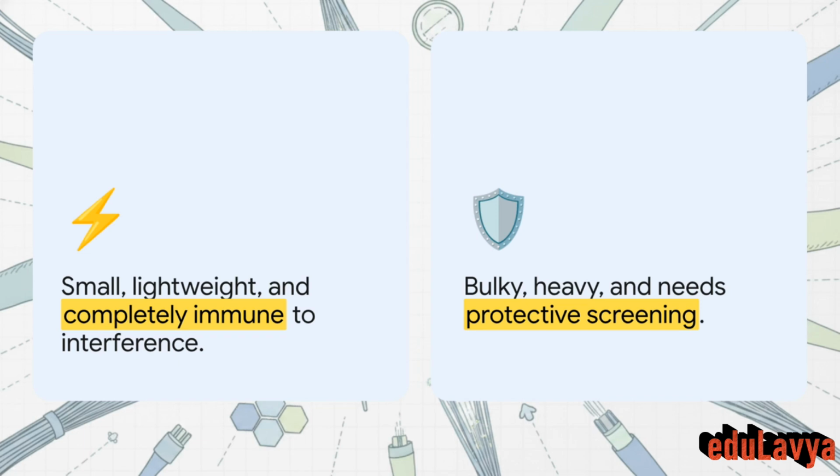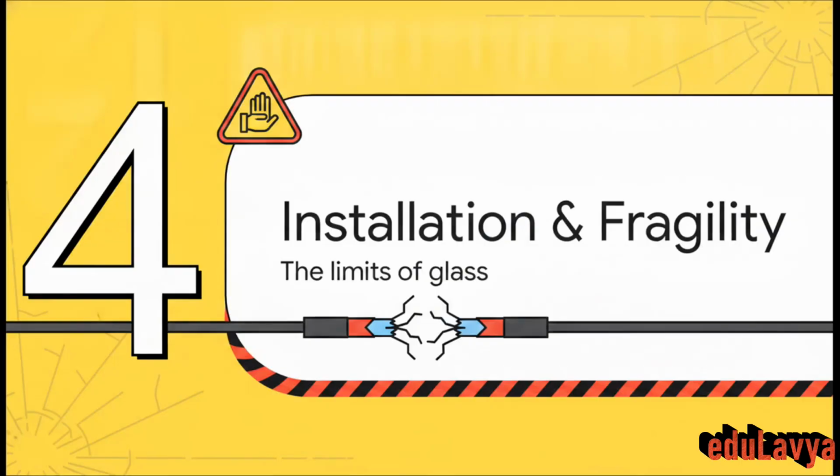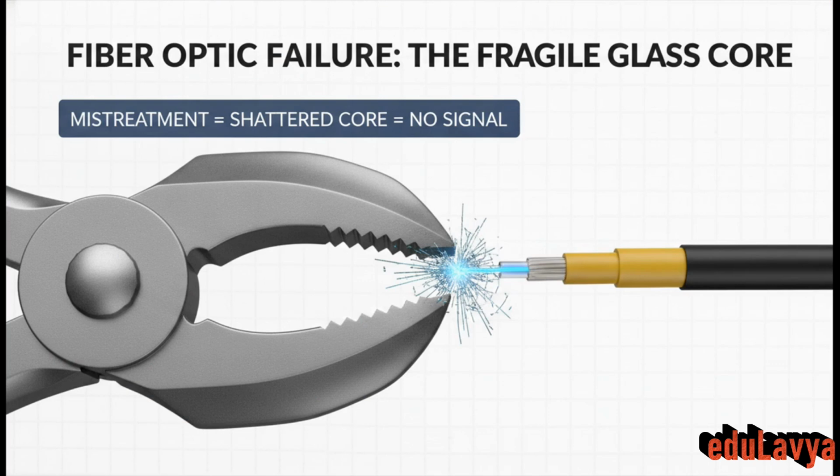You could literally wrap a fiber optic cable around a massive industrial power generator, and the data pulses inside wouldn't even flinch. Which brings us to Section 4, installation constraints and fragility. Now, let's take a slightly more grounded, cautionary look at the physical limitations we face with this technology. Despite its incredible speed and its perfect immunity to electrical noise, we can never forget the fundamental nature of the material we're working with here.